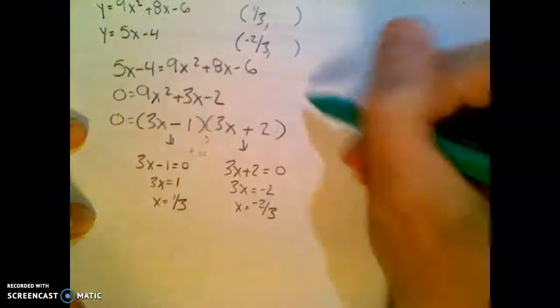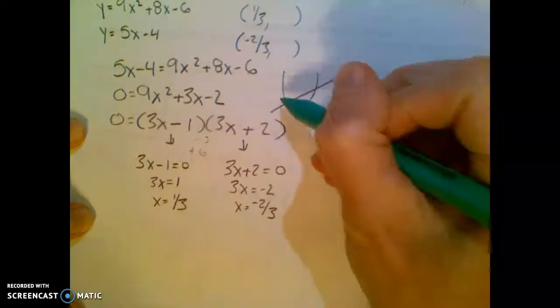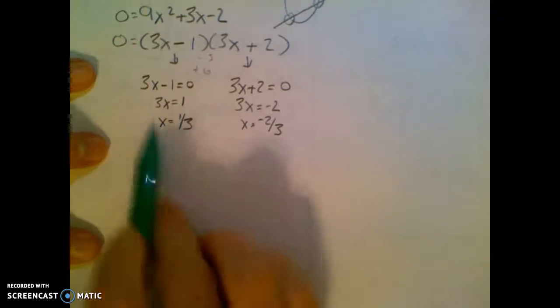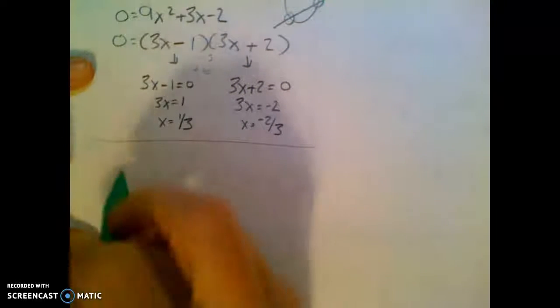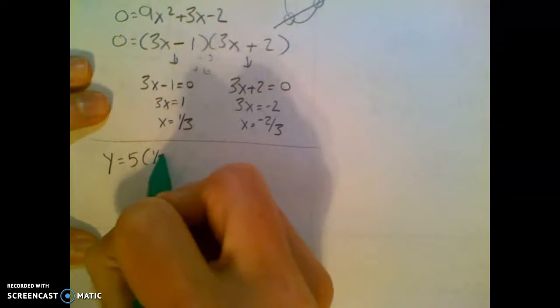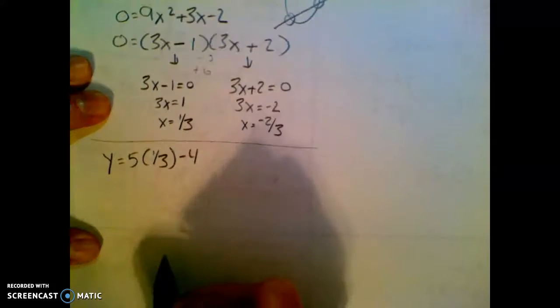Also, before I do that, this actually means that I have a quadratic and a linear. Again, I'm going to have this sort of scenario where it's crossing 2 separate times, so I have 2 separate answers. Okay, so what I'm going to do is plug in 1/3 into my linear equation. So that was 5x minus 4, so 5 parentheses 1/3 minus 4.